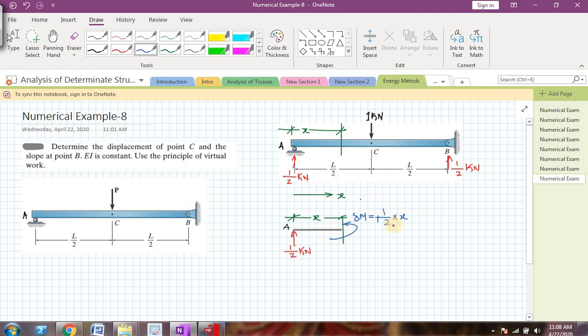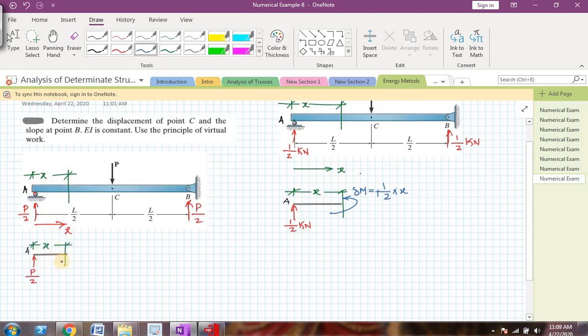Now similarly I will find the real moment. For that, I will take a section in the real beam, somewhere here, once again at a distance x from point A, measuring all my x distances from point A as the origin. In this case the reaction here will be P by 2, and the reaction here will also be P by 2. Let me draw that segment separately here.